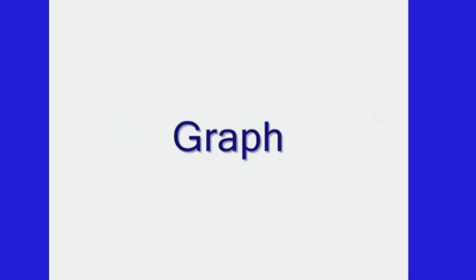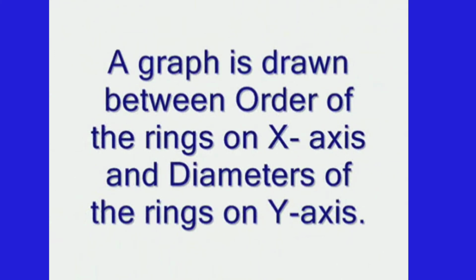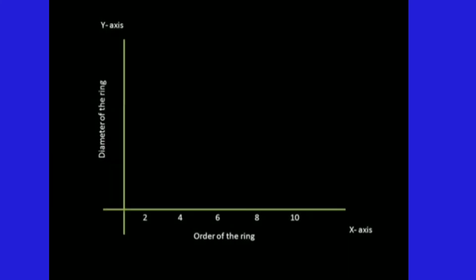Plot the graph between the number of the ring and the diameter of the rings. On the x-axis we need to take the order of the rings, that means the number of the rings, and on the y-axis we have to take the diameter of the rings. We will get a graph like that.